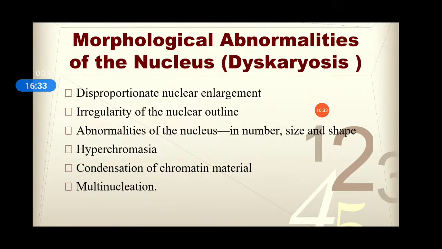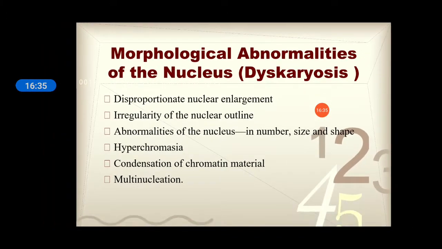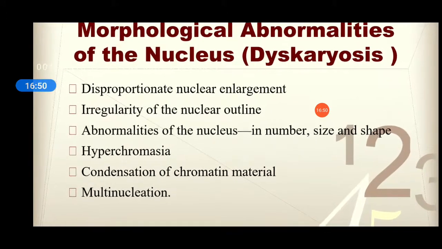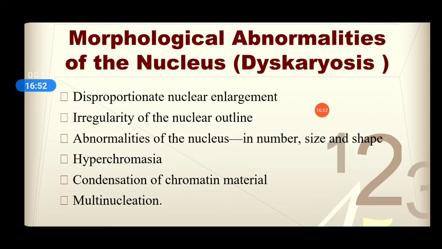Then coming to the results interpretation. Morphological abnormalities of a nucleus are called dyskaryosis, because cytology is nothing but the study of the cell. A cell contains a nucleus, so if there is any abnormality in the nucleus, if the nucleus is not proper, then that condition is called dyskaryosis. Abnormalities of the nucleus are termed dyskaryosis.